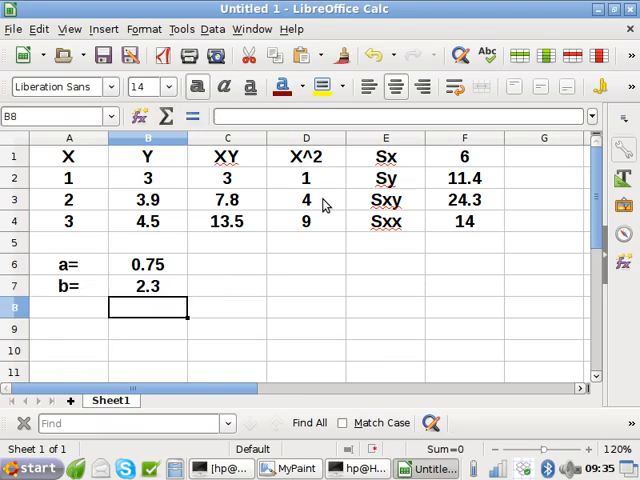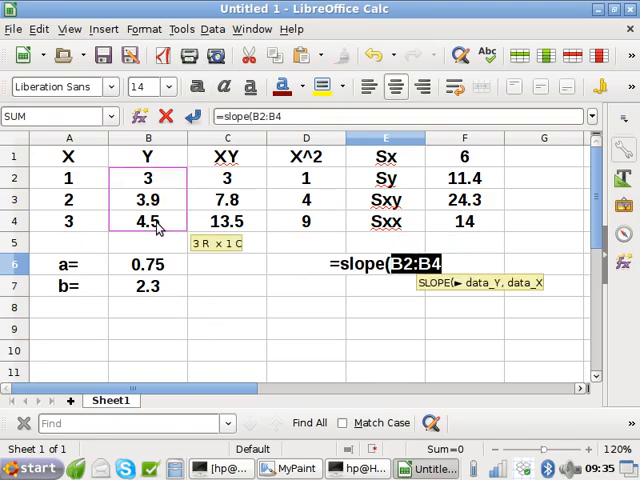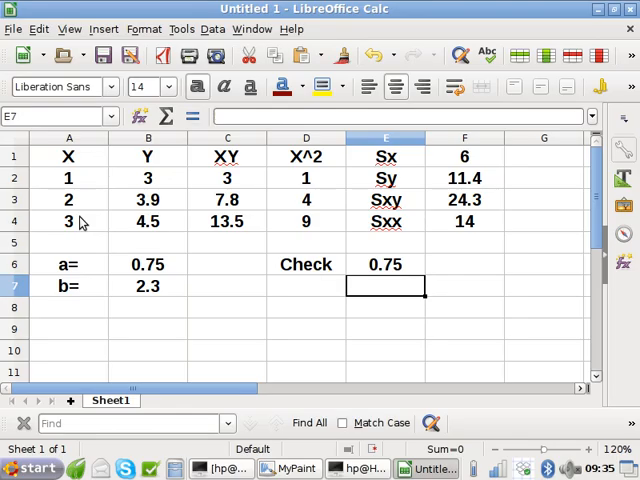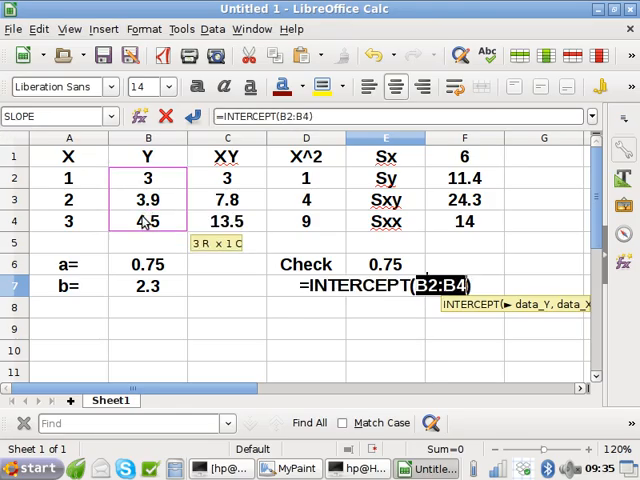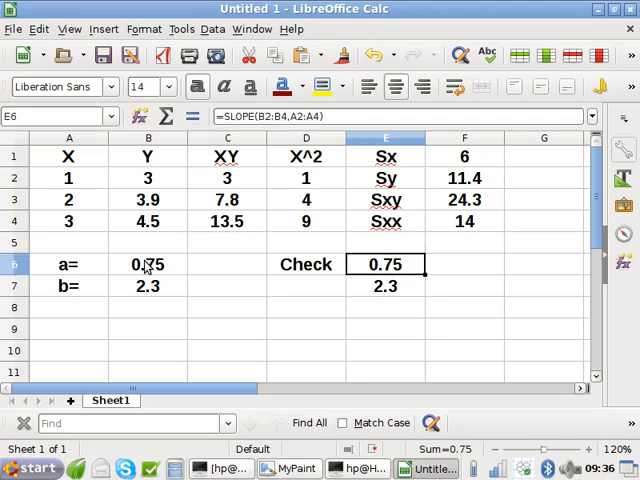Well, I can know if I'm right or not because Excel has a built-in function to calculate the A and the B, so I can check with Excel here. The function to calculate A is called SLOPE, and we highlight the y, comma, highlight the x. So this should give me the same answer for A, I hope. Yeah. And then we can check the B, I think it's called INTERCEPT. Yeah. And I can highlight the y, comma, highlight the x. I should get 2.3. And I do. So we know these are the best values of A and B to use. So this is much better than guessing. Okay, now, let's see if there's anything else.